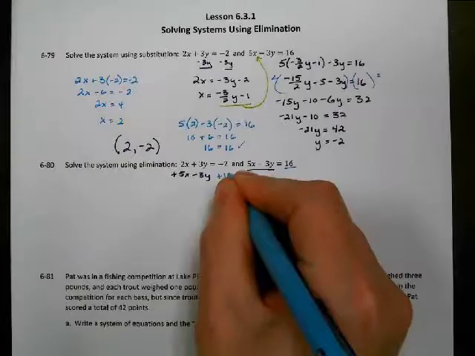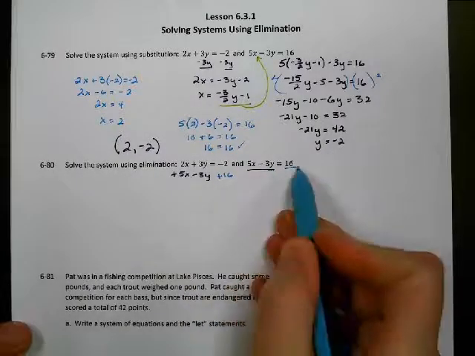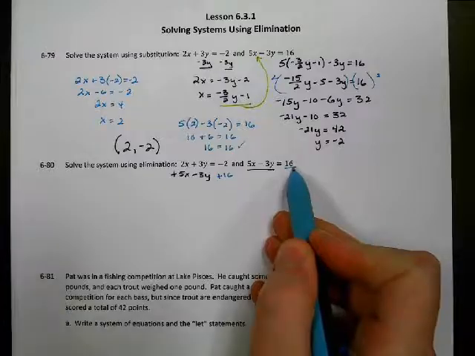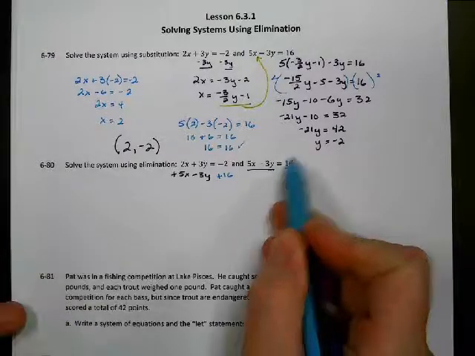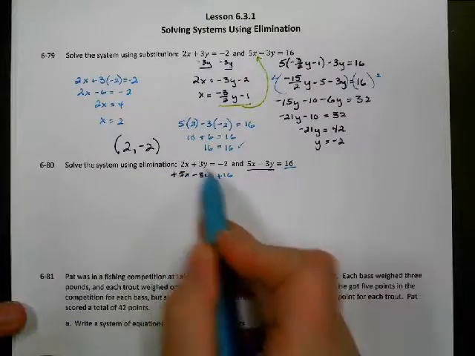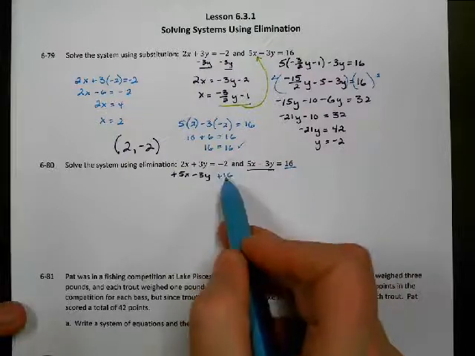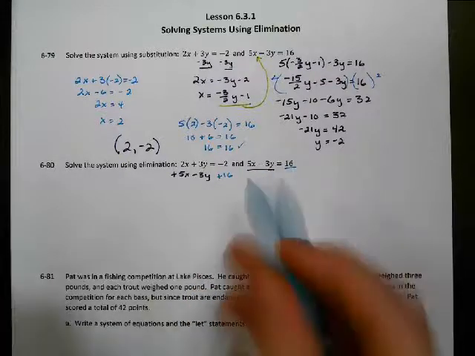And this is completely okay to do because this equation says they're equal to each other. I'm adding the same number to both sides. 16 is the same as this. So I'm adding 5x minus 3y to this side of the equation. I'm adding 16 to the other side of the equation because that equation says they're the same.